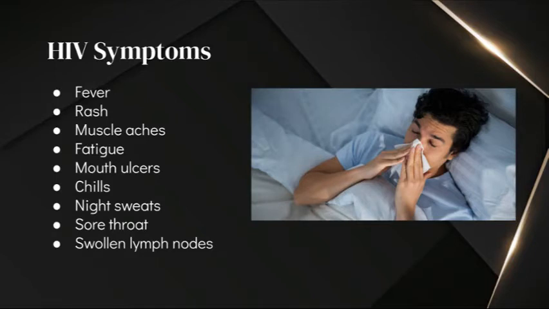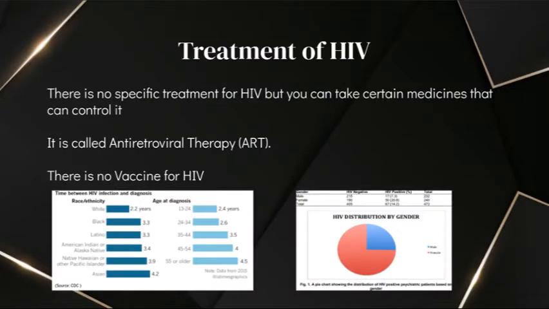HIV symptoms include fever, rash, muscle aches, fatigue, mouth ulcers, chills, night sweats, sore throat, and swollen lymph nodes. However, there is no specific cure for HIV, but you can take certain medicines to control it, which is called antiretroviral therapy, also known as ART, but there's no vaccine.